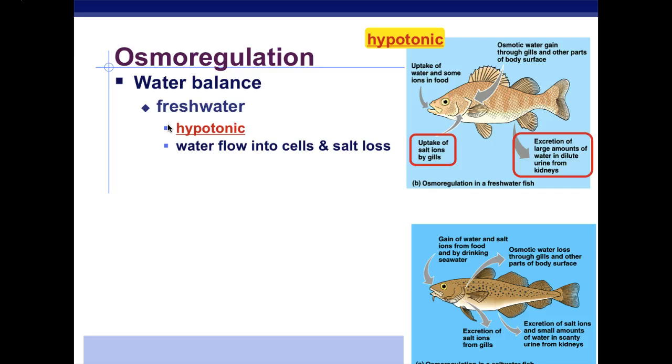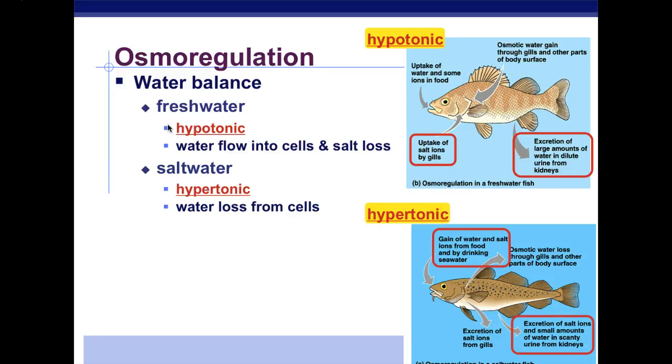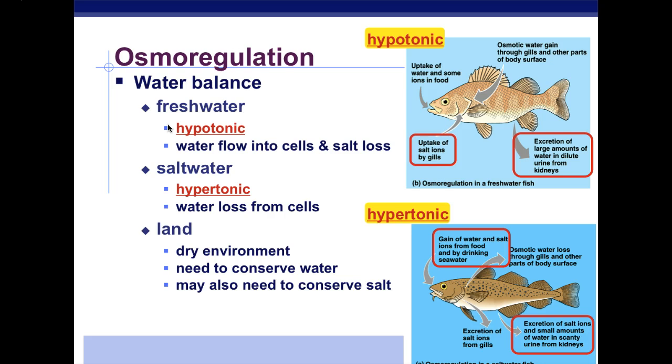So we have organisms that live in fresh water, meaning that their environment is hypotonic to their cells. And with these organisms, they have to control and prevent water from flowing into their cell and from losing salt. Saltwater organisms, their environment is hypertonic to them, and so they're always in danger of losing water, so they have evolved systems to help them maintain water. And then on land, it's a very dry environment, which means the organism needs to conserve water, meaning prevent water loss to the air around them.